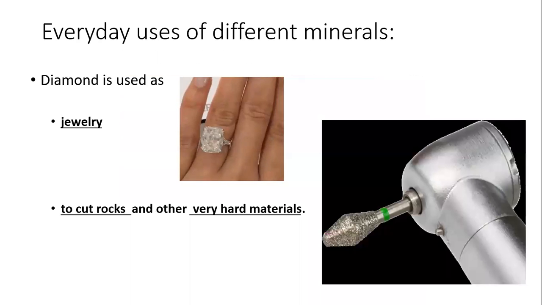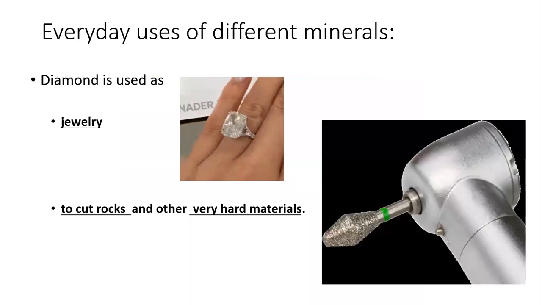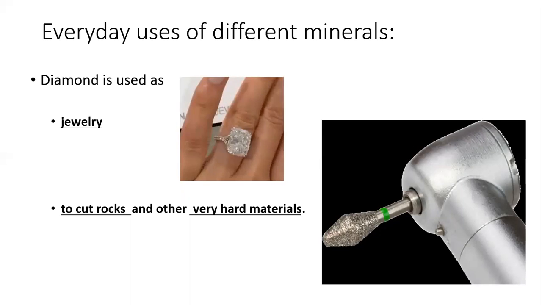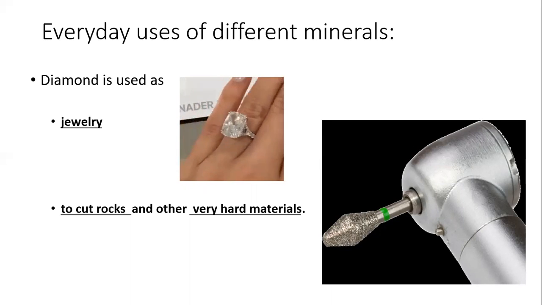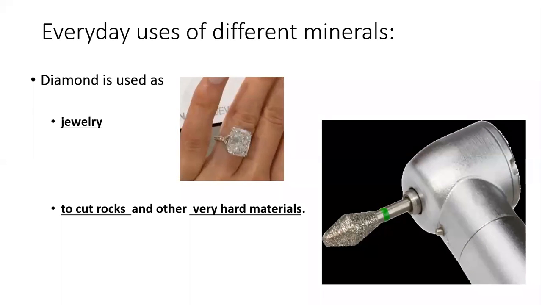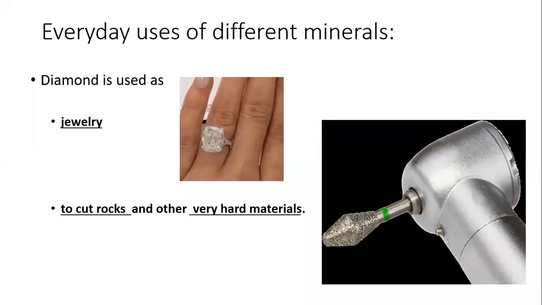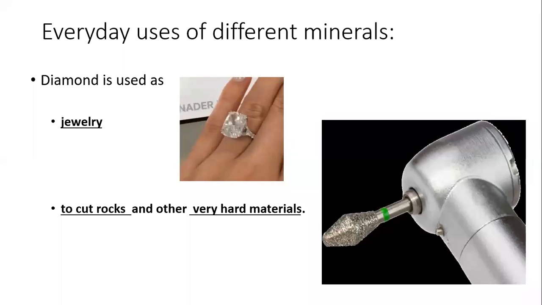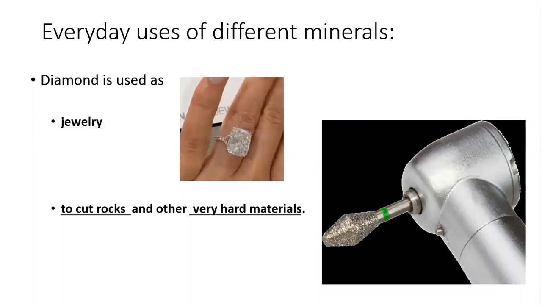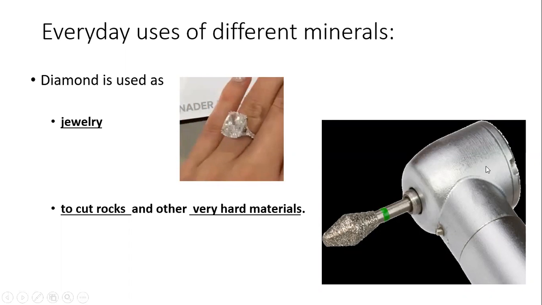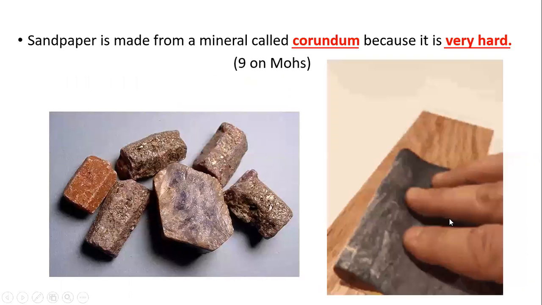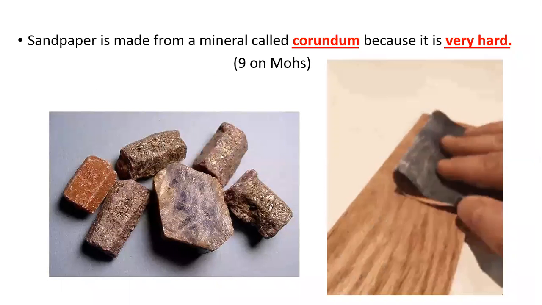Okay. So we know that we use minerals in everyday uses. First, we have diamonds. We use them in jewelry, of course, and we can also use them in cutting other minerals, because it's so hard, right? It's the hardest one, so we can use it to scratch other minerals, like this laser device in here on the right.